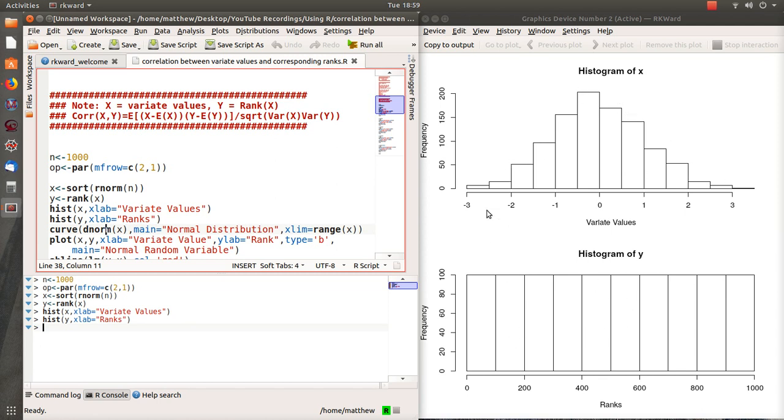Of course, this looks normal-ish. And the ranks will always be uniform because it goes from 1 to 1,000 and it's uniformly distributed. So it's always going to be uniform. And when we look at correlation, back here, whether it's positive or negative is really based upon this inner piece right here. So whether the values are less than the mean or greater than the mean, on both X and Y, determines whether you have a positive correlation or negative correlation.